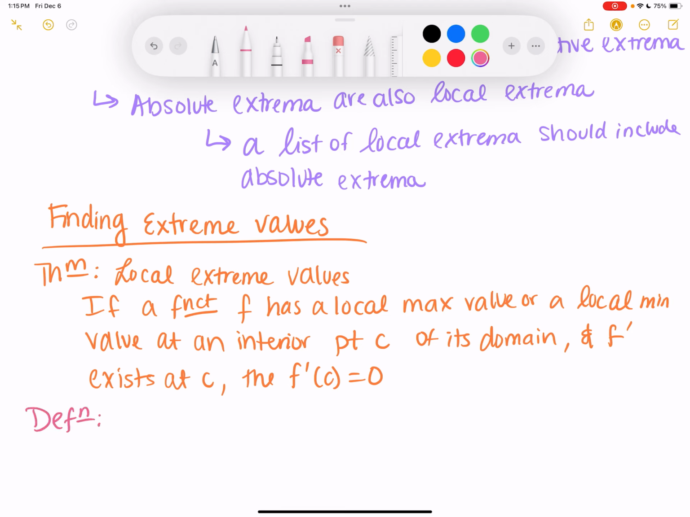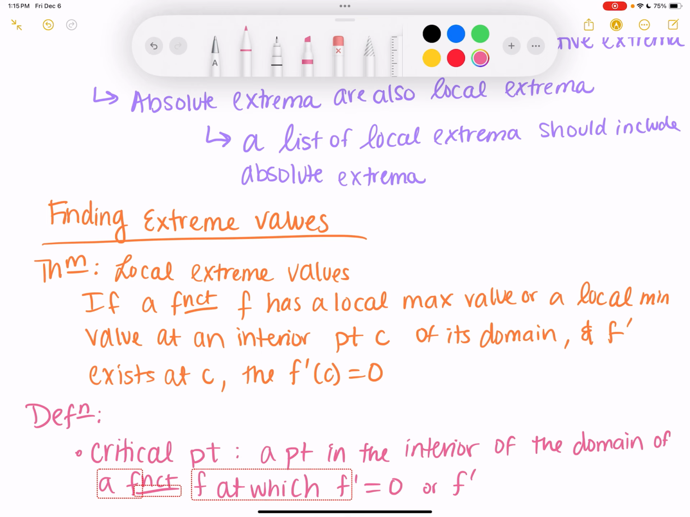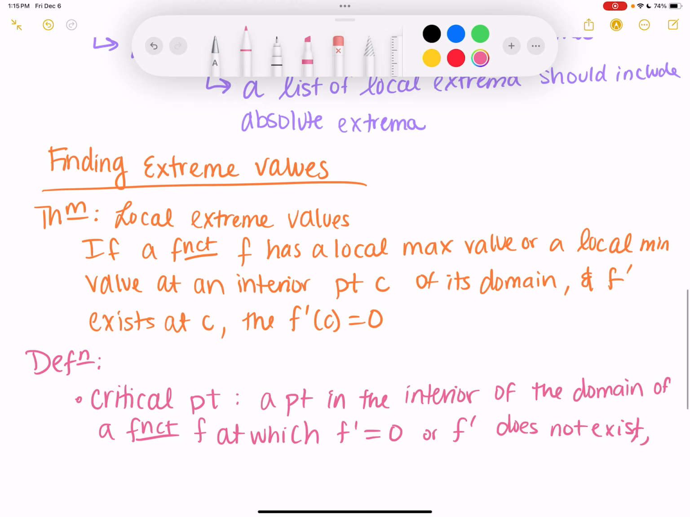So we're going to have some definitions first of a critical point, which is a point in the interior of the domain of a function f at which f prime is equal to 0 or f prime does not exist. And I often will write does not exist as dne. It is a critical point of f.